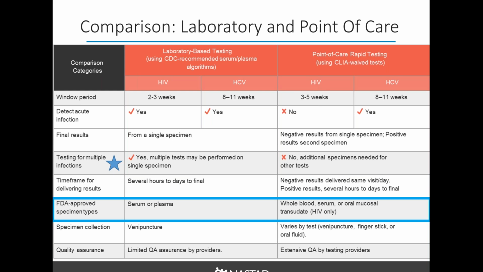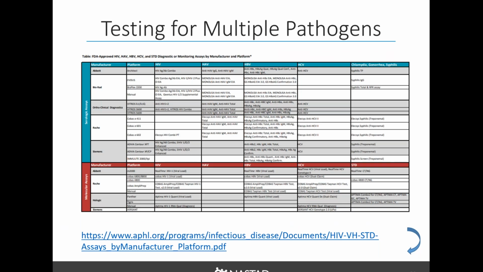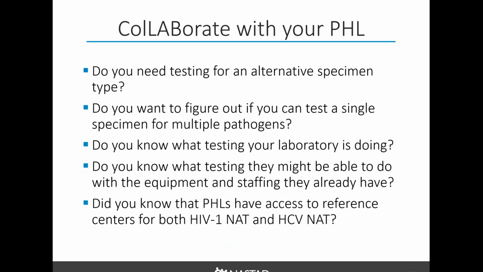Another thing is the FDA-approved specimen type. So again, Monica and Barry talked about serum and plasma being approved for laboratory-based testing. One advantage of point-of-care rapid testing is that you do have the option to test whole blood. Again, there's a disadvantage of that with the window periods, but just some things to think about as far as your settings and where you're actually doing testing and what trade-offs you're willing to make.